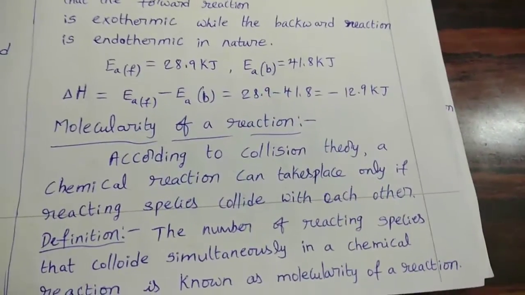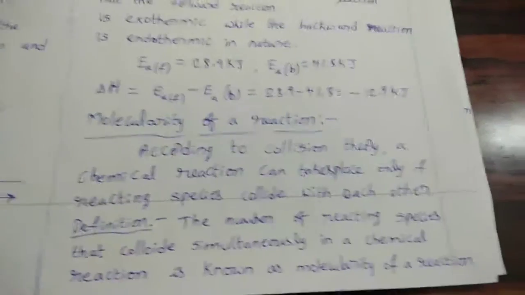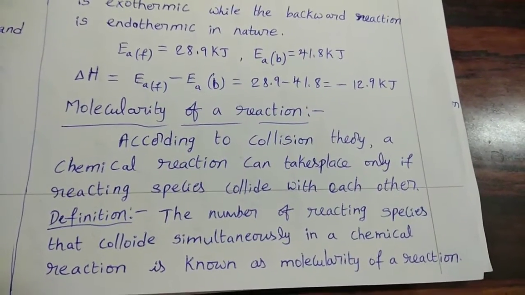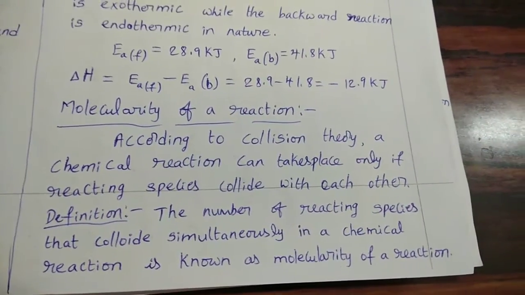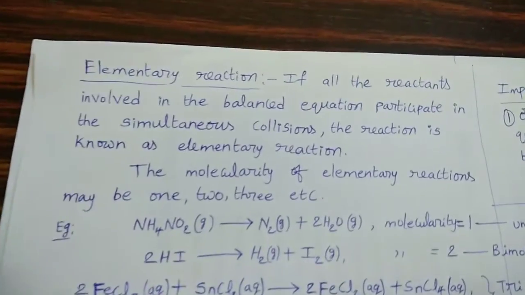Suppose one molecule participates in the collision, that is called unimolecular. Two molecules participating, that is bimolecular. Three molecules participating, that is trimolecular. Okay, so this is the molecularity of the reaction. Next, elementary reaction.